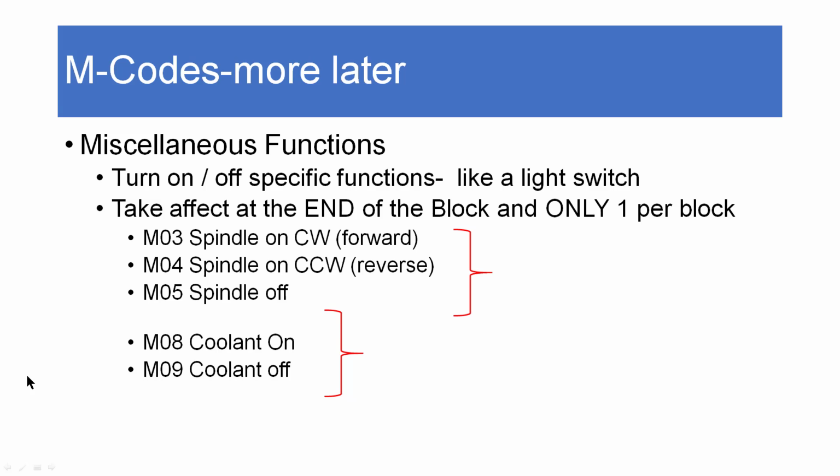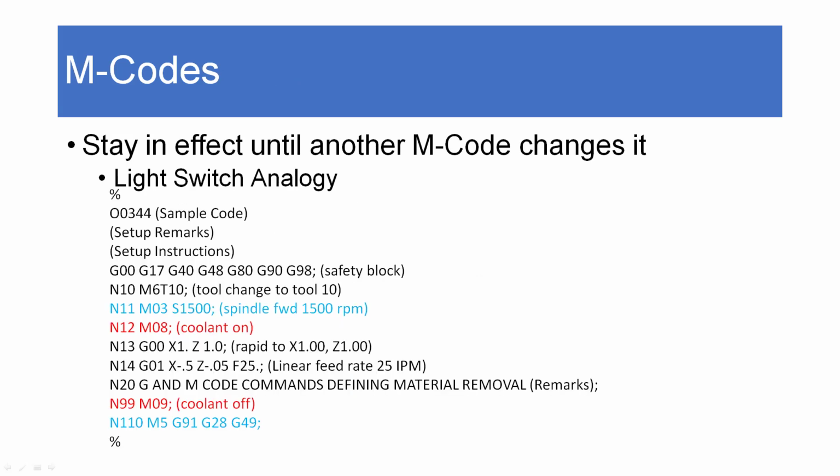So more on M codes later on, but remember that M codes essentially take effect like a light switch. They turn on and off. They stay on or off. They're persistent in the last state they were in, and you can only have one per semicolon. So here's some common ones. M8 and M9 turn the coolant on and off. M3, 4, and 5 turn the spindle on clockwise, on counterclockwise, and M5 spindle off. So that kind of makes sense.